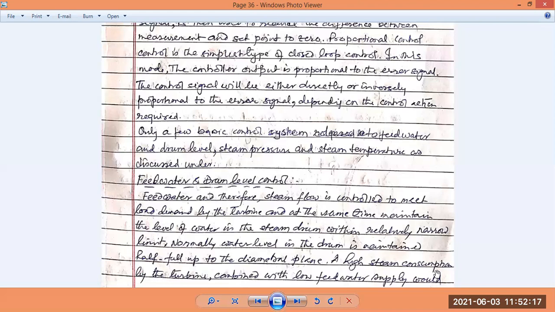So, how much can the drum allow here? It should be at least half filled up with saturated water up to the diameter plane. As per its diameter, half should be filled up, and at the same time we maintain the water level at this half limit. Normally we start with half, then high steam consumption by the turbine compared with high pressure.